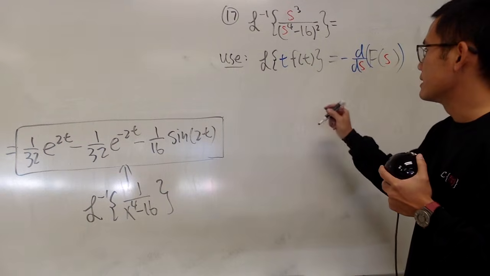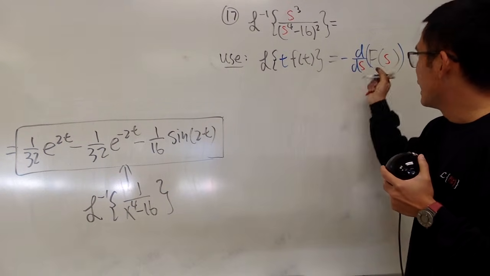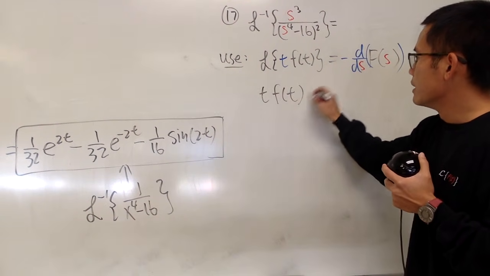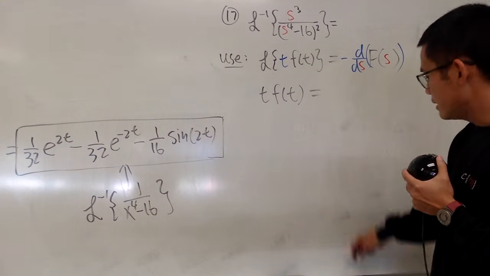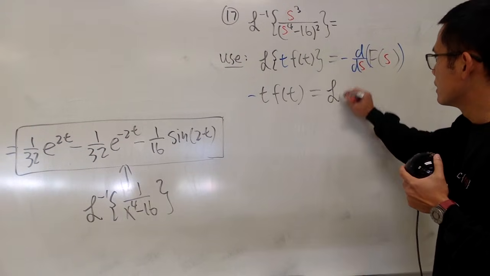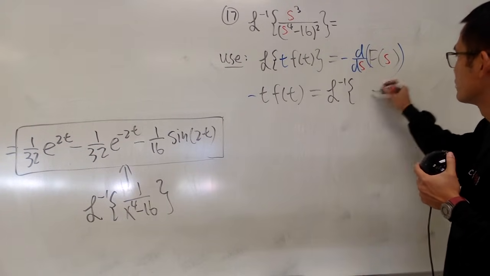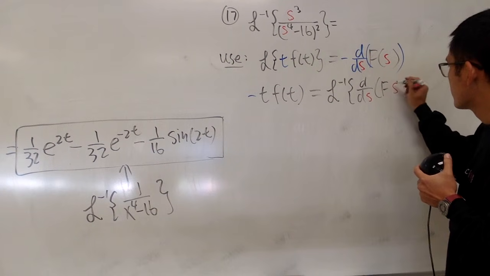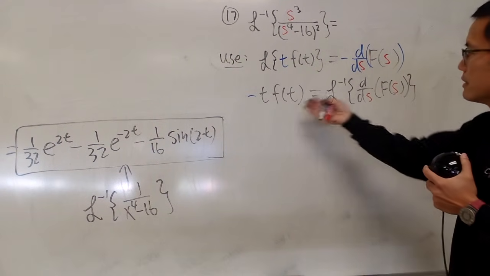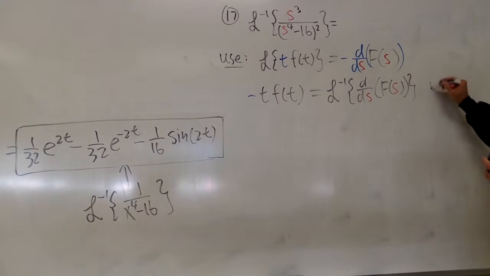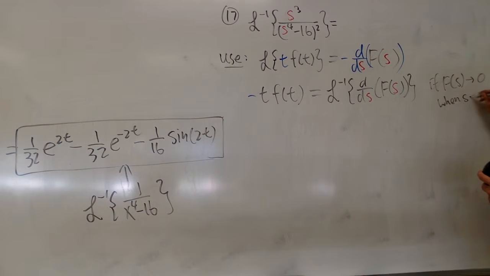I can take the inverse on both sides, and that means I can put this to the other side. Let's do it like this. If you have t times f of t, I can say it's the same as saying, put the negative here, and then I will do the inverse Laplace of this expression, which is d/ds of F of s. This is true. So that's exactly what we have to do. And again, this is true if F of s is approaching 0 when s is going to infinity.